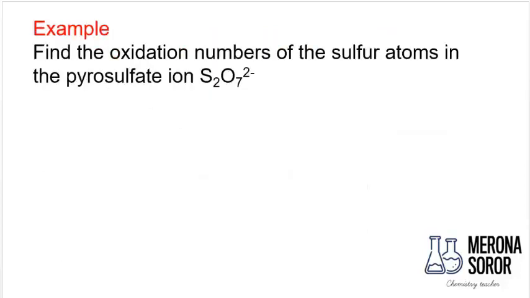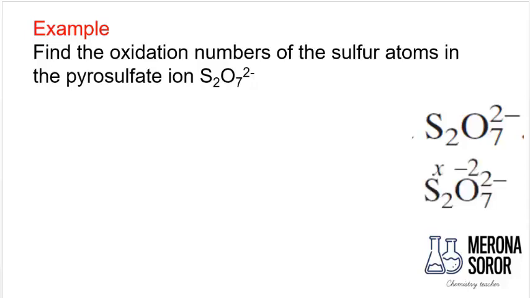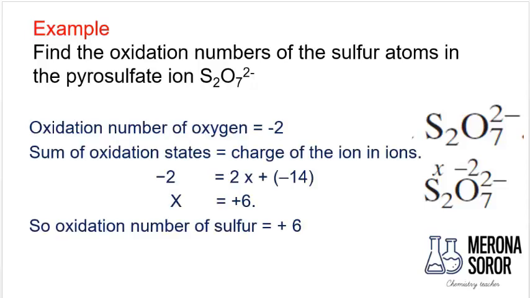As an example, find the oxidation number of a sulfur atom in the pyrosulfate ion, S2O7 2 negative ion. This is the symbol of the pyrosulfate ion. The oxidation number of oxygen is -2. So now we can calculate the oxidation number, or oxidation state, of sulfur.